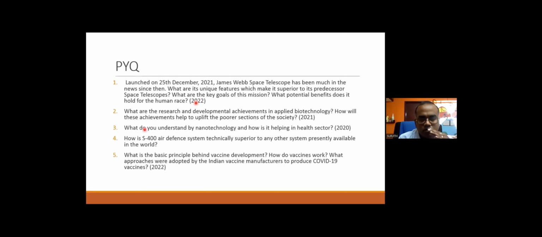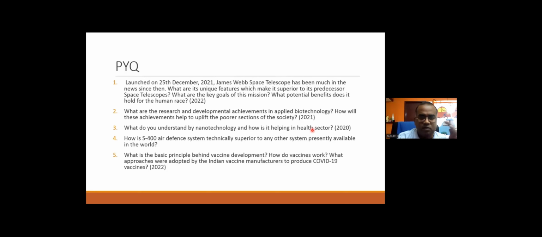Now see the third question asked in 2020. What do you understand by nanotechnology, and how is it helping in the health sector? This is what I mean by static areas. Here it literally means what is nanotechnology and the applications of nanotechnology in health. Understood? Clear? So this is what a static part of the question means. We have already studied nanotechnology and its applications in health in detail in the class. If you study this, you can easily answer this question.